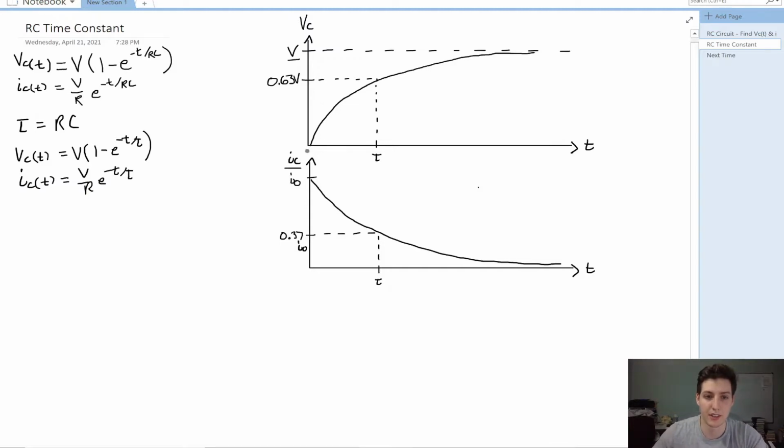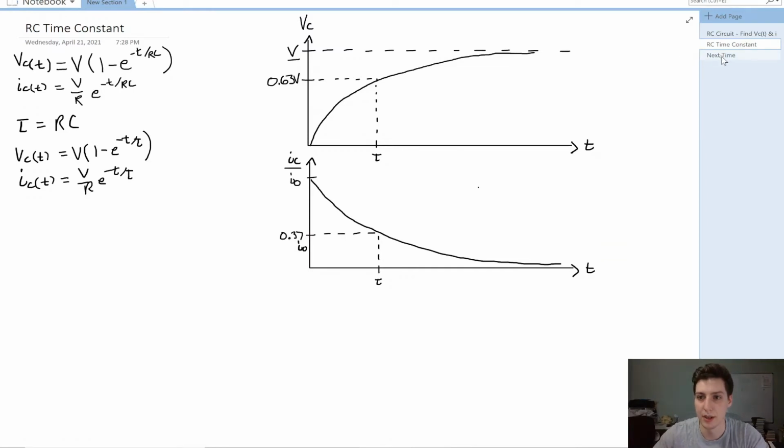We can see that our equation for the voltage starts at 0, and as time goes to infinity, we reach the final voltage of the source applied to it. After 1 time constant, or 1 tau, we are at 63% of that voltage. And for the current, the displacement current through the capacitor, at 1 time constant, we are at 37% of the initial current from time equals 0. So as we get to a higher voltage, our current decreases.